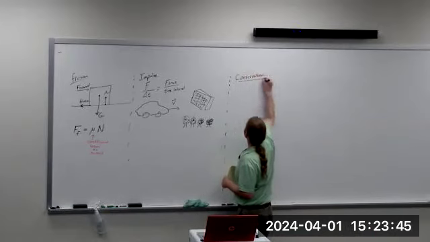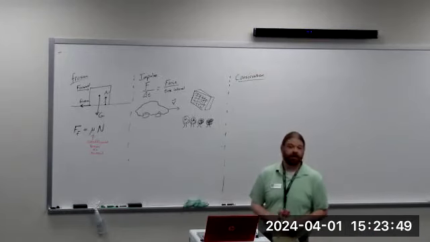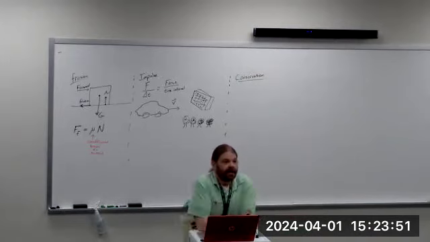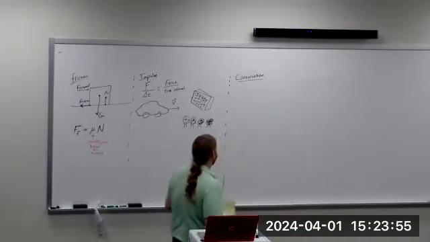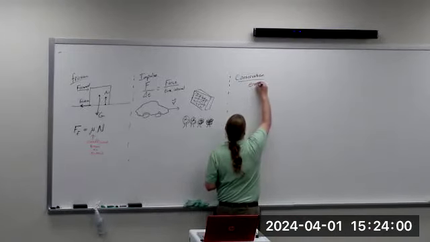Conservation is one of the most important things. In that example I just erased with the ogre running into a dwarf, we expect certain things to happen. The two most important properties are gonna be energy and momentum.